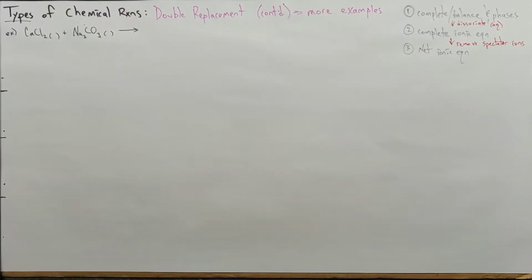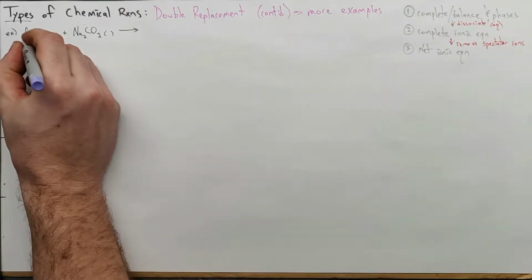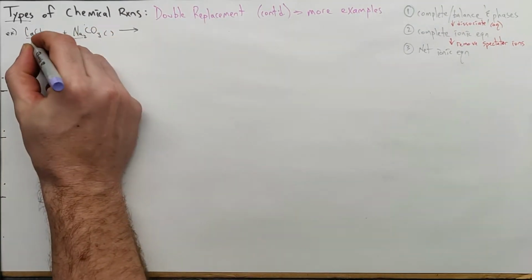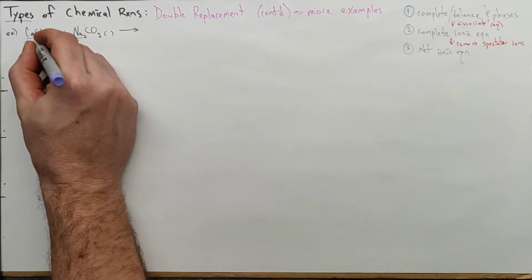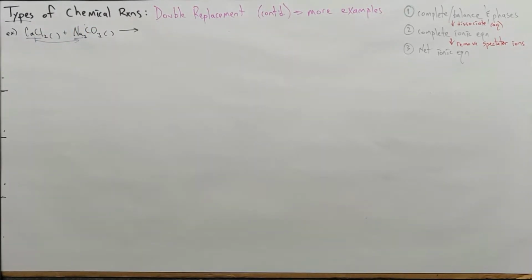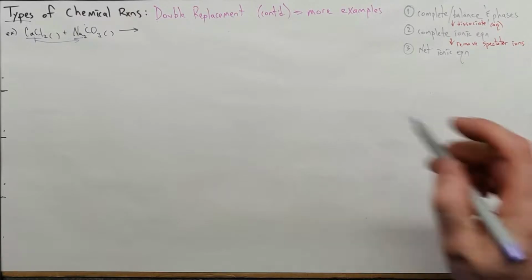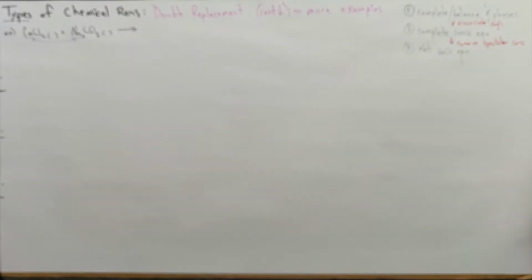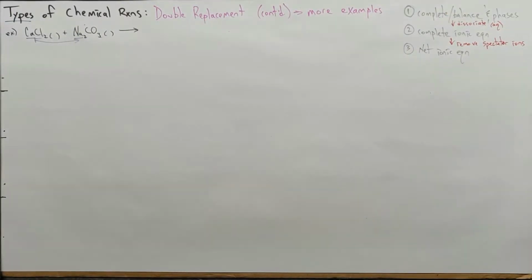And if it is, then we need to consider switching the places, right? Replacing cations with cations or anions with anions. Unlike single replacement, where we had something by itself replacing something in a compound, here we've got 2 things in compounds, and we're going to assume that they switch places and see if either of those new things is actually new, or if it's just more ions floating around in the solution.